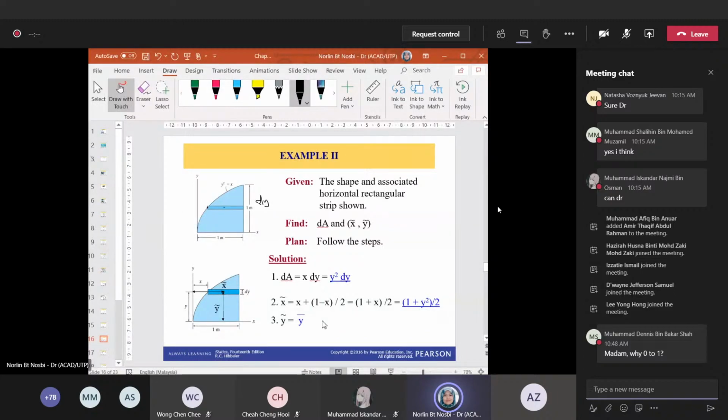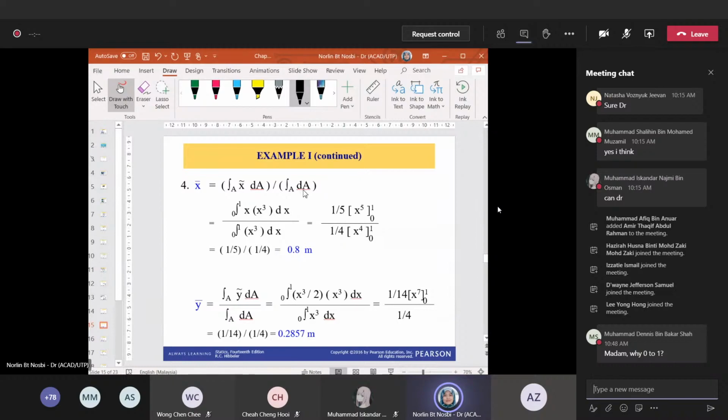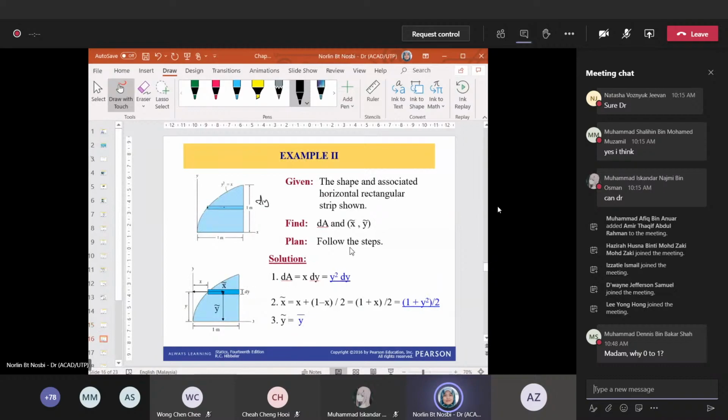So can anyone try to solve this one? Oh, it's okay. I think you all can do it, right? You can do the integration like the previous one. This one you need to find the x bar and y bar. Oh, sorry. The question asks you to find dA and x tilde and y tilde only. So this question did not ask you to find the centroid, so the solution is until here. So don't worry, you don't have to solve this.